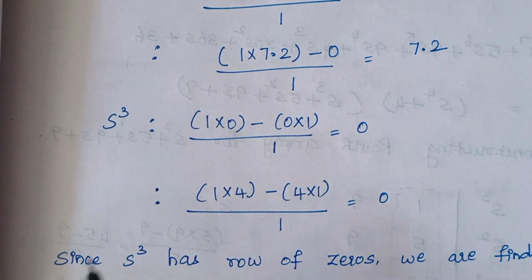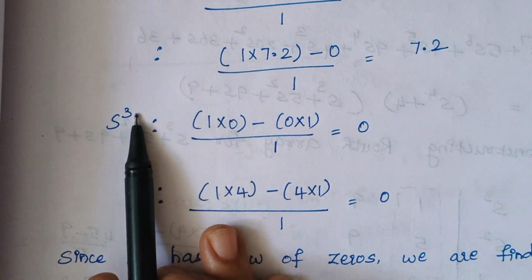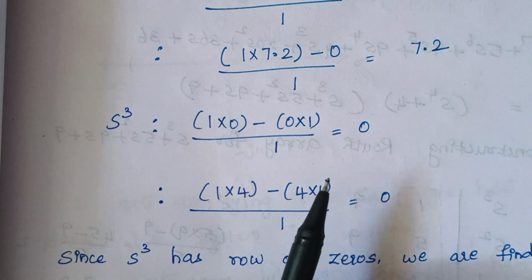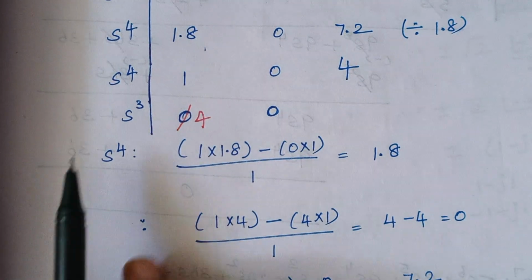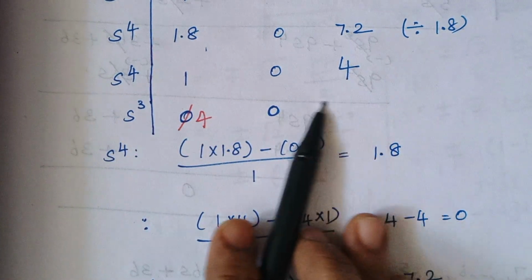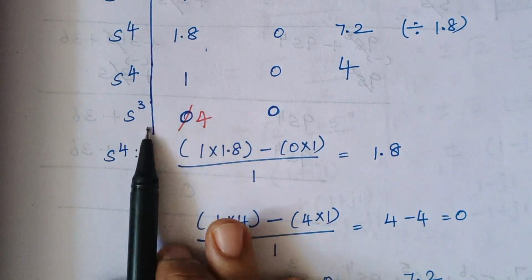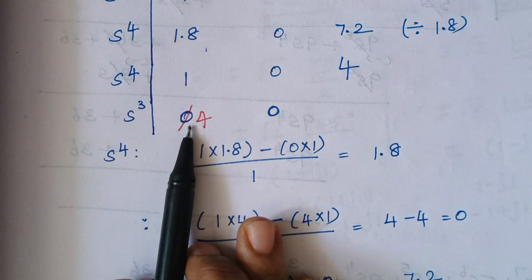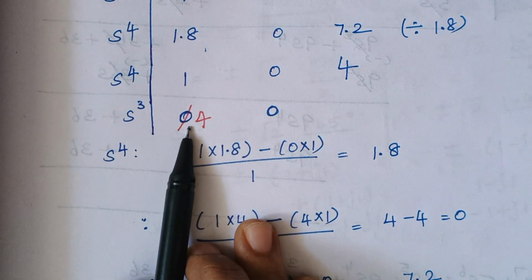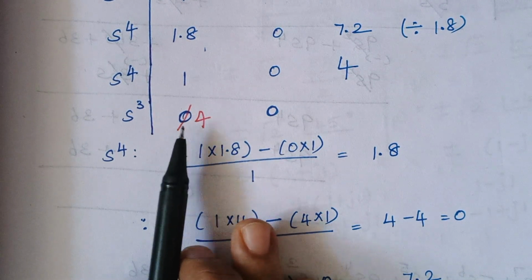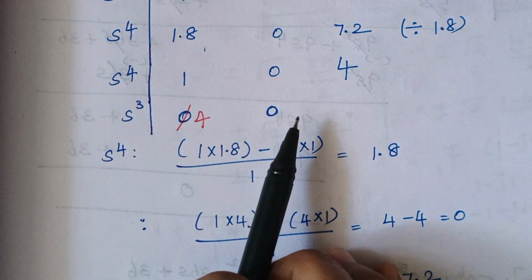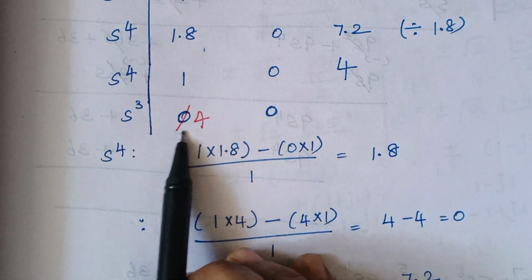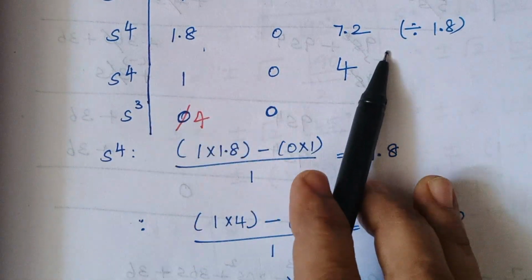Similarly, how to find the values of the s to the power 3 row. Here we had found out, right? So, as we see, s to the power 3 has a row of zeros, right? So when you have a row of zeros, what is the procedure? You have to find the auxiliary equation. The auxiliary equation is given by the row which is present above the row of zeros. So the auxiliary equation is contributed by this row.